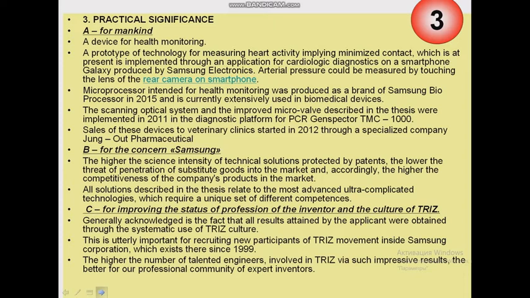Side B, for the concern Samsung, in Korean language we say Chaebol, Samsung. Side C, for improving the status of the professional inventor and the culture of TRIZ. Generally, the higher the number of talented engineers involved in TRIZ via such impressive results, the better for our professional community of expert inventors. It is very important, colleagues.